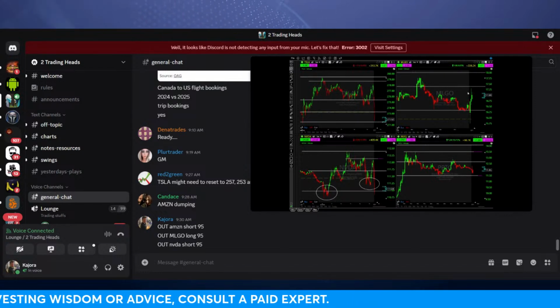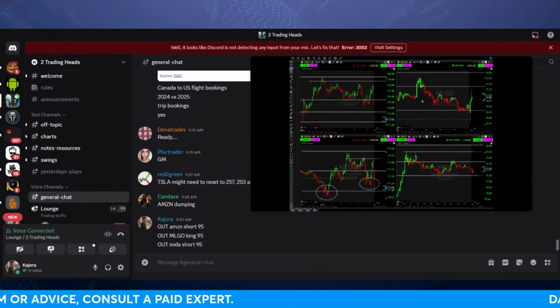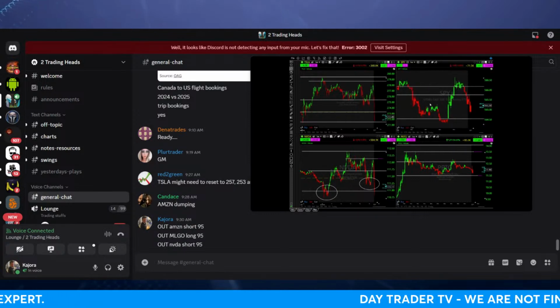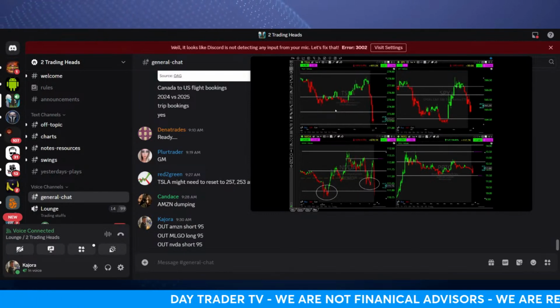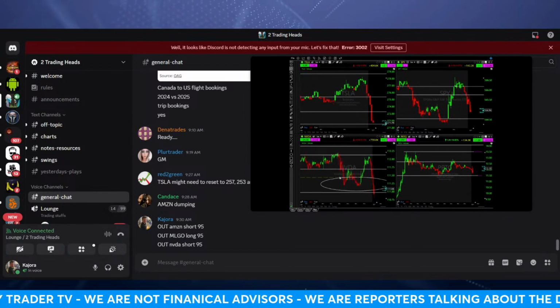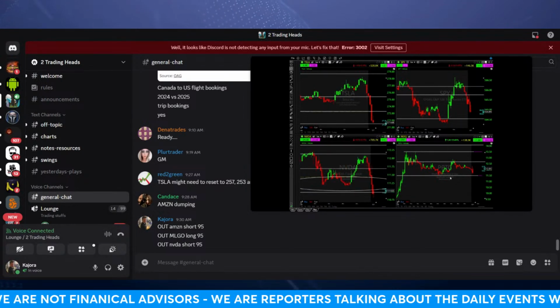MLGO testing that resistance up here, not pushing through yet. Still coming down. Tesla is coming down to support here on Tesla. Zoom in so you guys can see it better. Same thing goes for Nvidia right now.